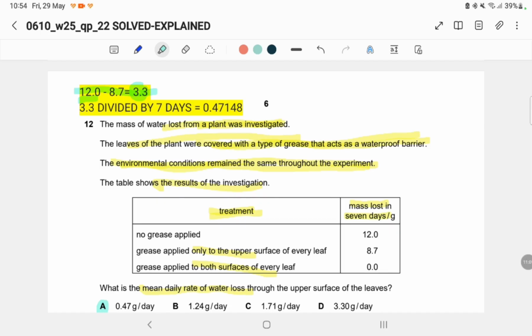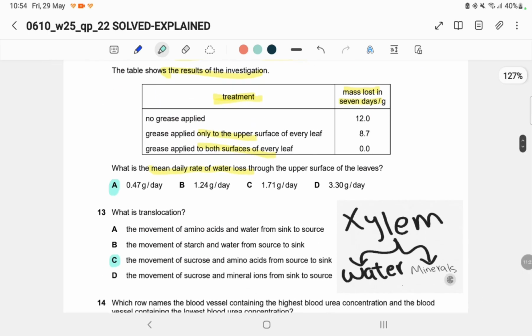So basically, this is a question where you need to understand and grasp the idea. Because the question is not that simple, where it will give you 8.7 and you just divide it by 7 and get the final answer. No, it's not like that at all. You just need to read the question properly to understand it.